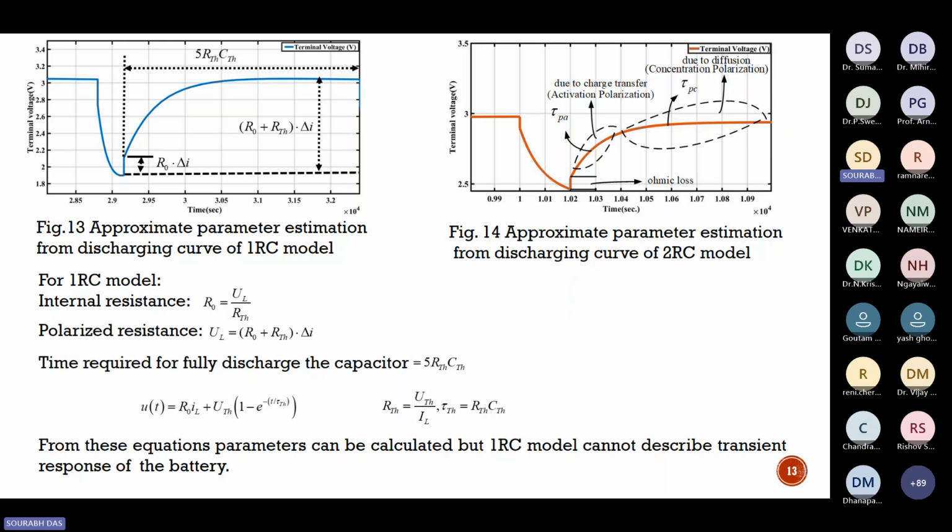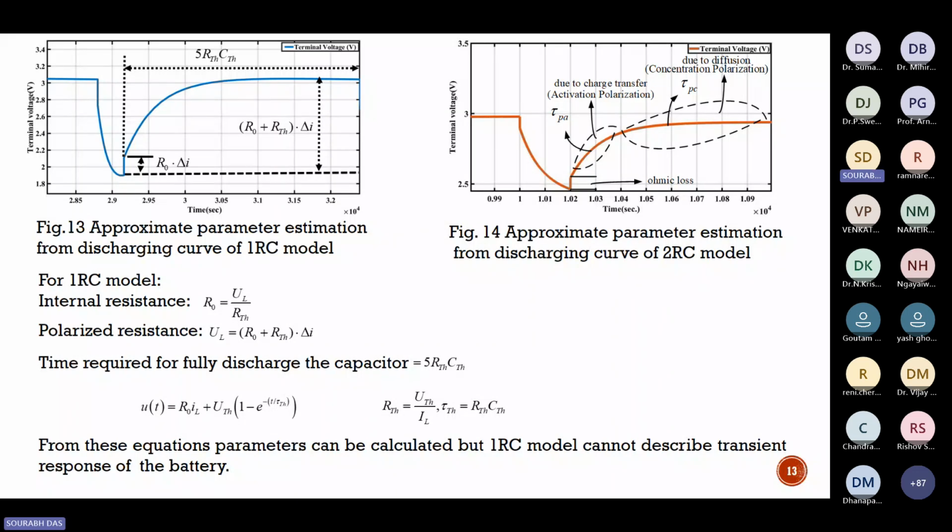and CTH. If we see the final time or settling time, or time required for fully charge or fully discharge the capacity, that will be the 5 RTH CTH, and the voltage difference during that pulse, that will be the R naught plus RTH into del I. From these two equations, we can get the capacitance, sorry, so activation capacitance of the cell.